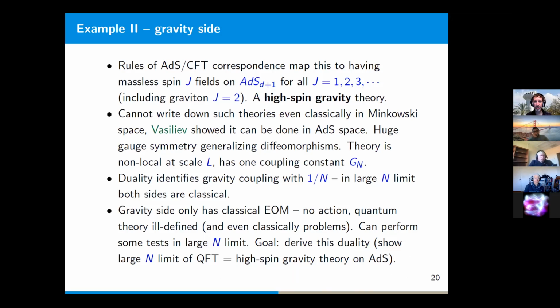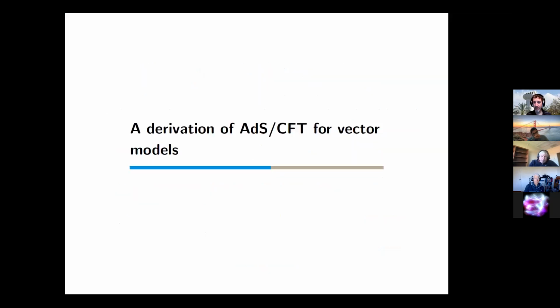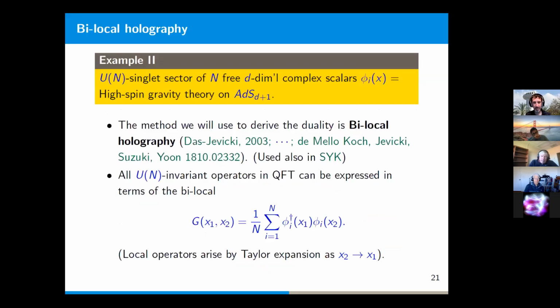Are there any questions about this part? Okay, good. So if there are no more questions, then in the rest of this talk, I'll try to derive this correspondence, namely prove that the UN singlet sector of the theory of n free complex scalar fields can be rewritten as a high-spin gravity theory living on d+1 dimensional anti-de Sitter space.